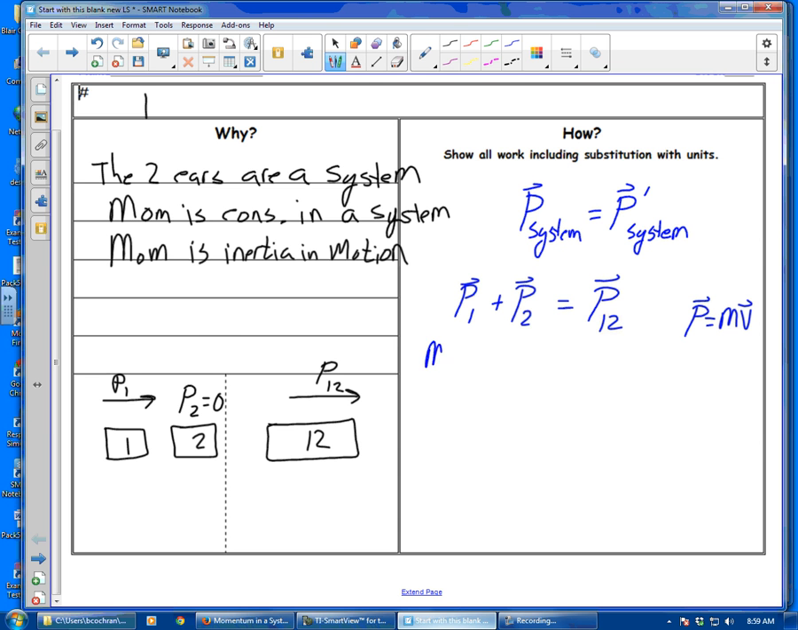So I have inertia 1, velocity 1, plus inertia 2. Oh, wait a minute. I know what momentum 2 is, right? It's 0. I said that in my y, so 0 equals inertia 1 plus 2 and velocity 1, 2. Because they're one object, they have the inertia of both objects in them. And let's see what I know.